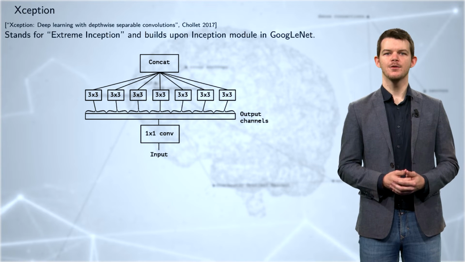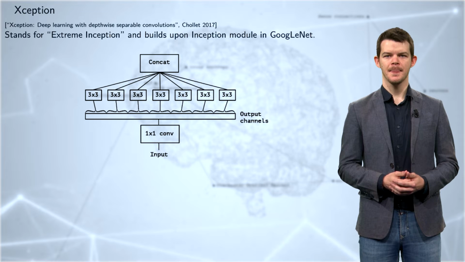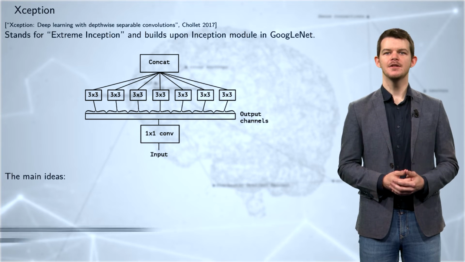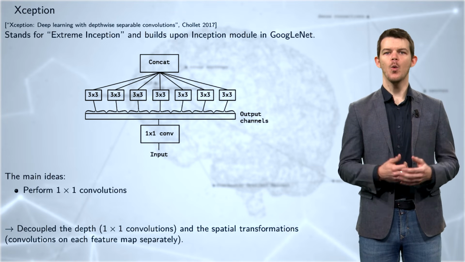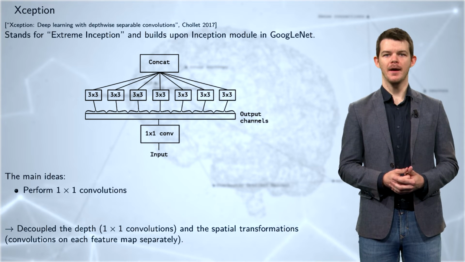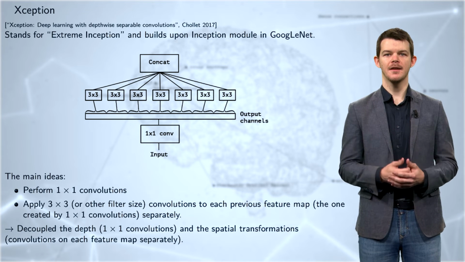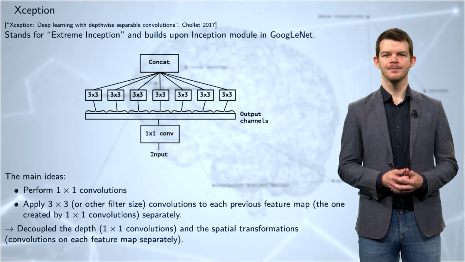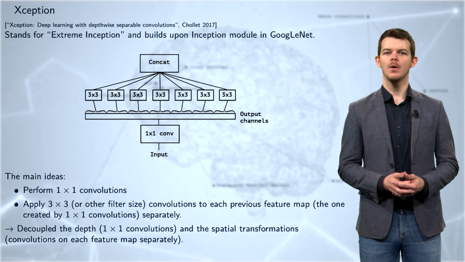Xception, which stands for extreme inception, is another important neural network. The idea in Xception is to decouple the convolutions along the depth and along the spatial dimensions. To this aim, 1 by 1 convolutions are first applied, and then 3 by 3 convolutions are applied on each slice of the volume. This is the main difference with previous architectures, for which the convolutions always operate along the whole depth of the input volume.